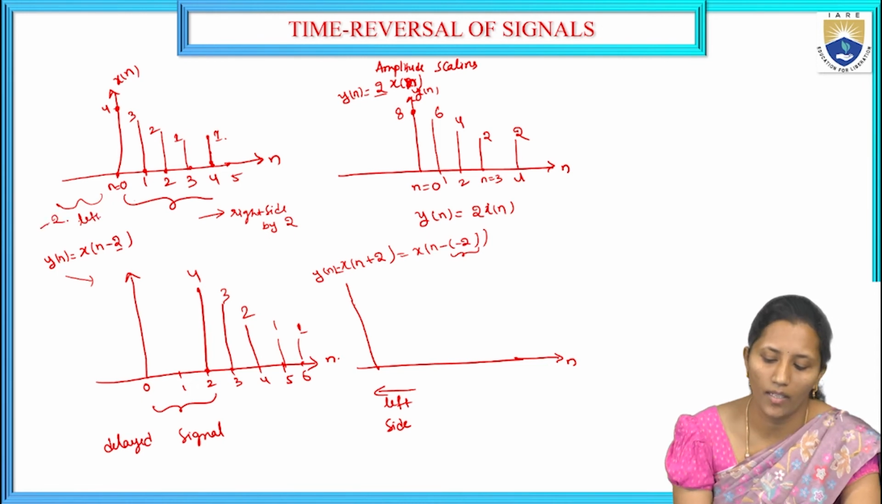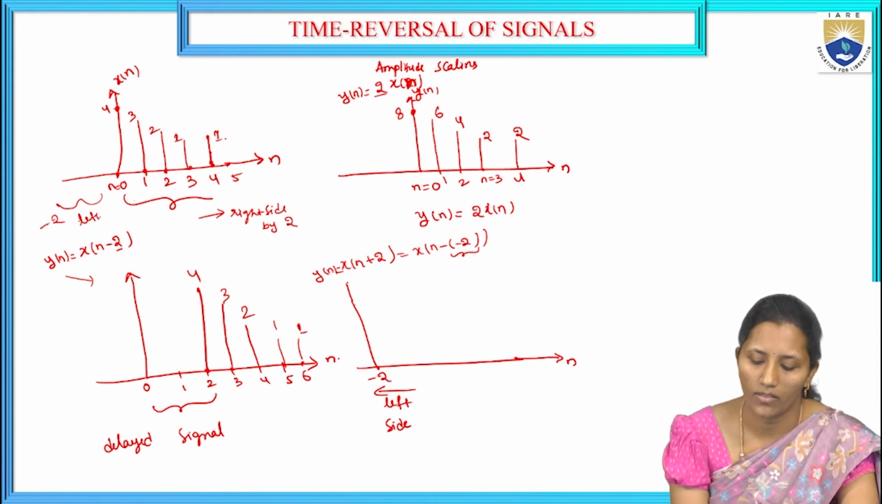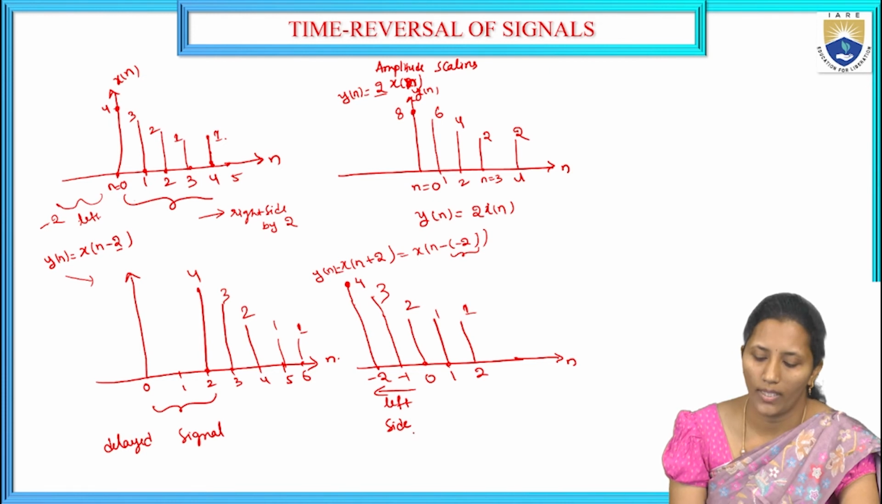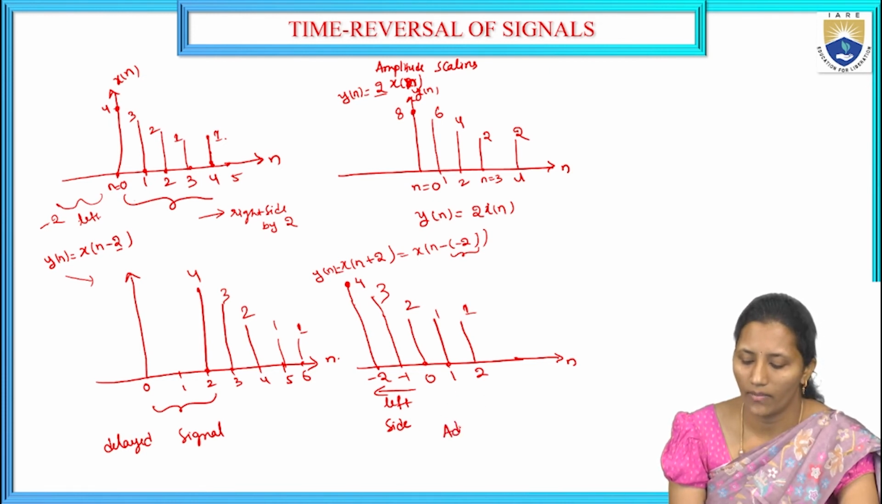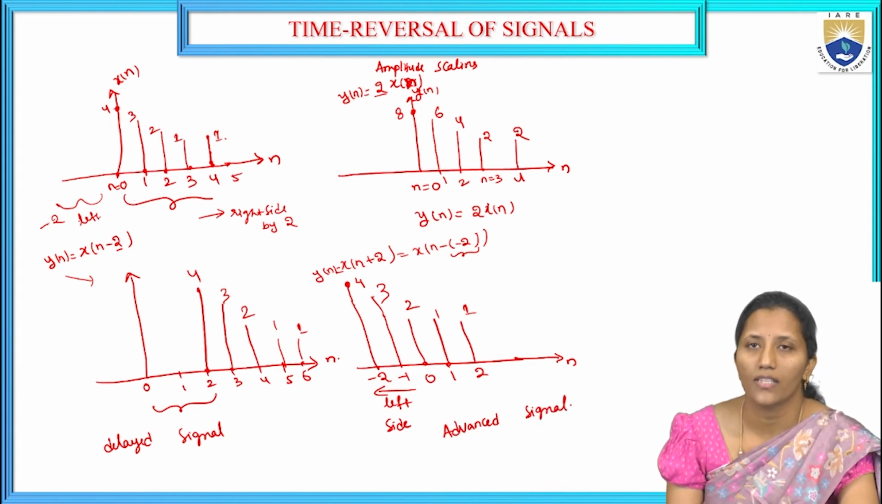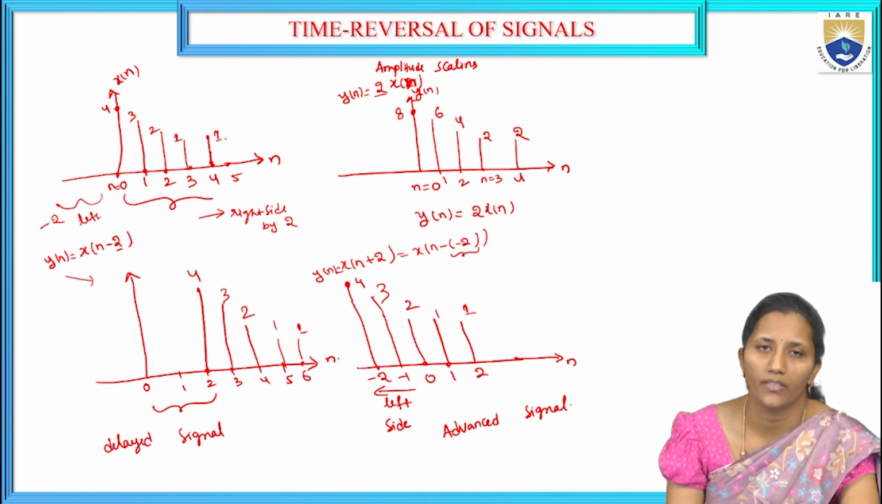So, it will start at minus 2. For n is equal to minus 2, you are going to get magnitude 4, minus 1, 3, 0, 2. For n is equal to 1, it is 1. So, it is shifted to the left side by 2 time units. Then it is the advanced version of the signal, where it is shifted to the left side by 2 time units.